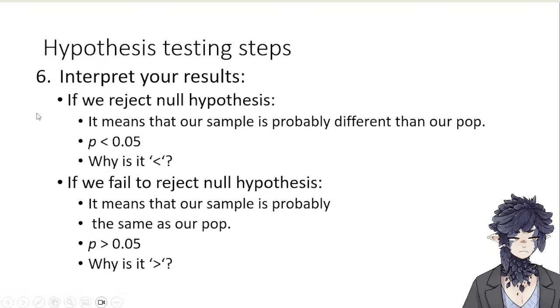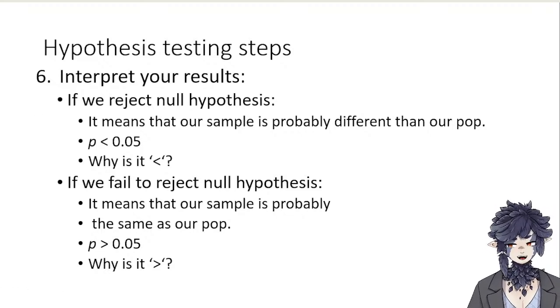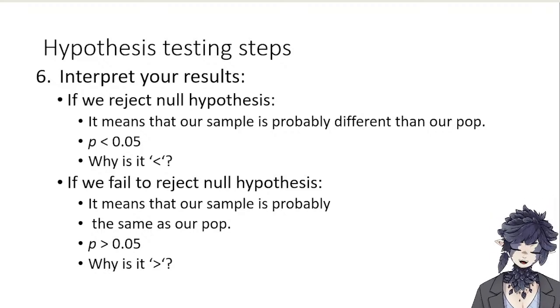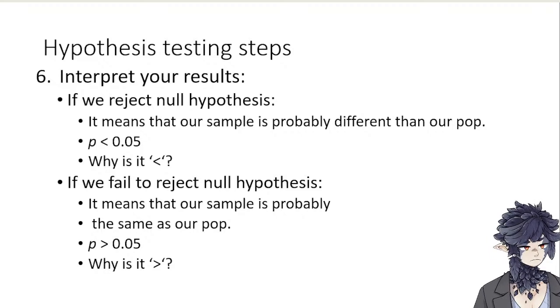So when people say p is less than 0.05, they're rejecting the null. They're saying there is something happening here. If they see p is greater than 0.05, they're failing to reject the null. They say, we don't have enough evidence to say anything's happening here.